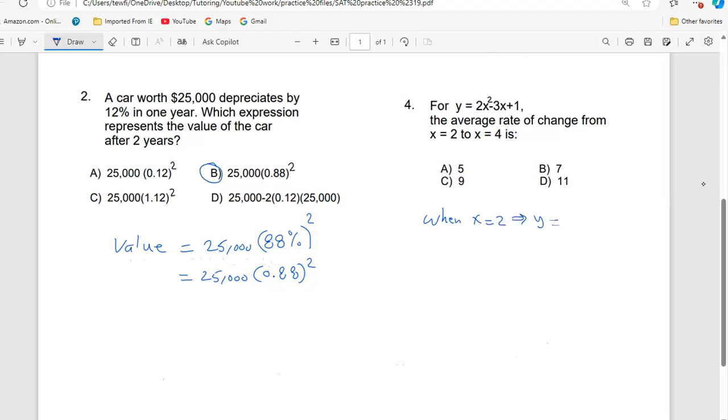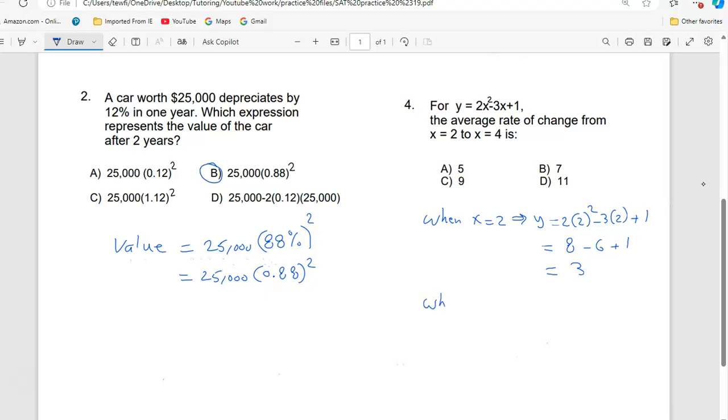y will be 2 squared minus 3 times 2 plus 1, right? You substitute 2 for x, so you're going to get 2 squared is 4, 4 minus 3 times 2 is 6, plus 1, and from here, what are you going to get? You're going to get 3, correct? So when x is 2, y is 3.